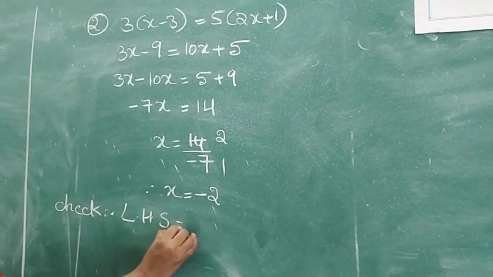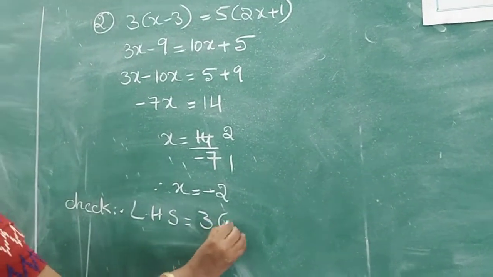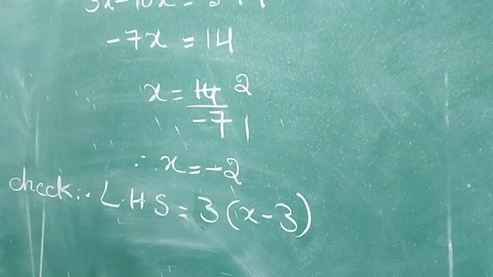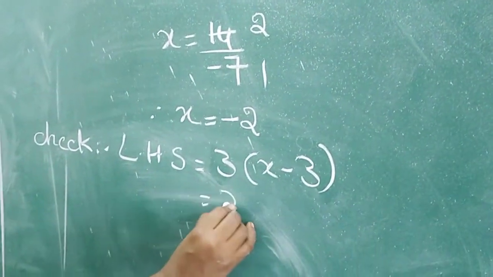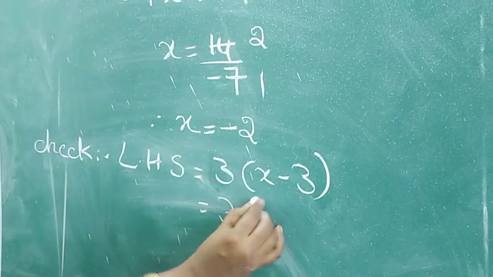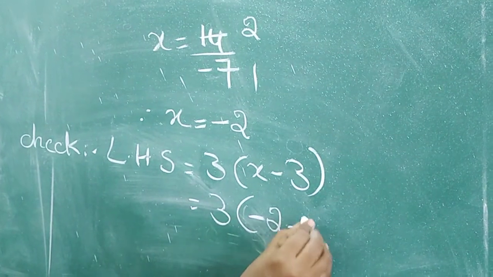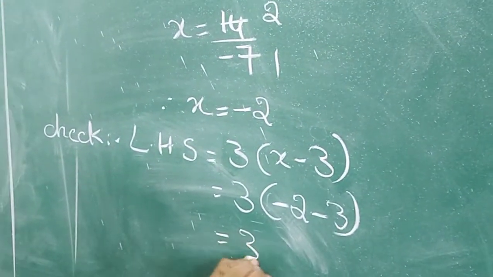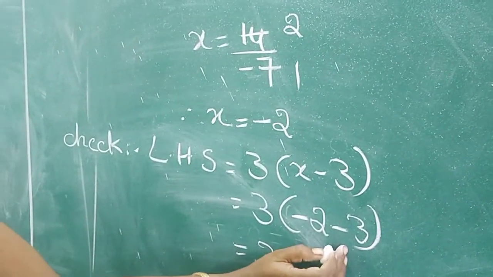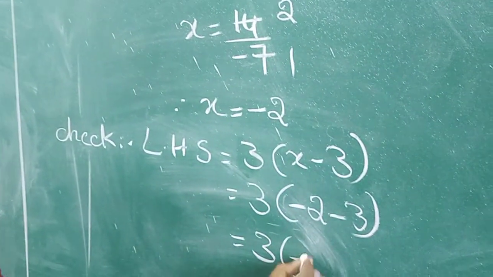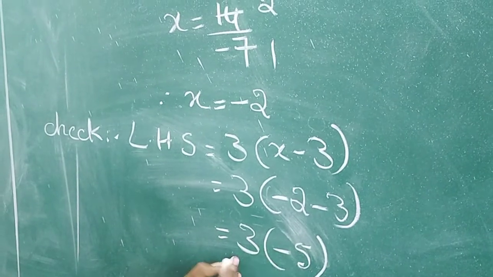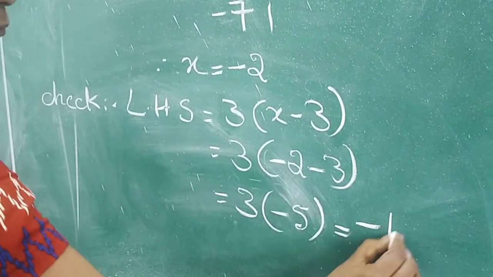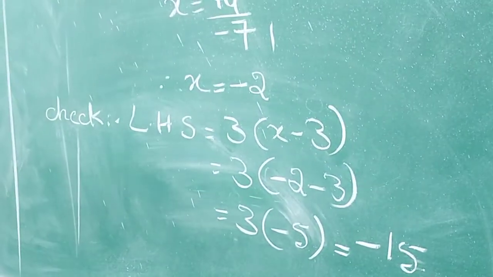LHS is equal 3 into (x minus 3). That is 3 into (x equal minus 2) minus 3. 3 into minus 2 minus 3, that is minus 5. 5 3s are 15. Minus 15. LHS.